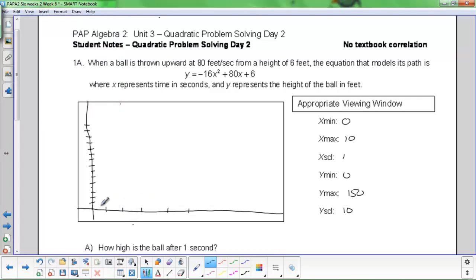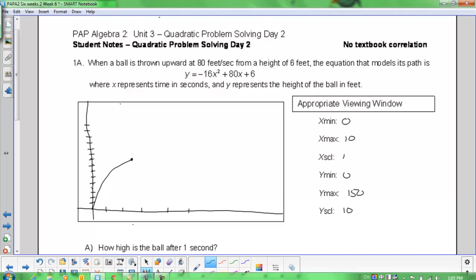So back here, I'm going to go to 1, 2.5, and I'm going to go up to 1, 2, 3, 4, 5, 6, 7, 8, 9, 10. A little bit above 100 is going to be where this goes. And then I can draw my parabola.